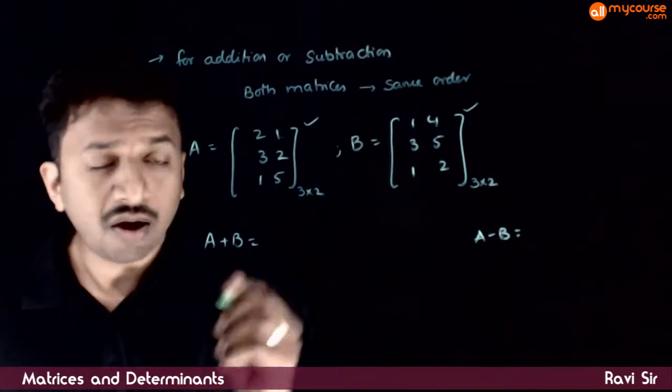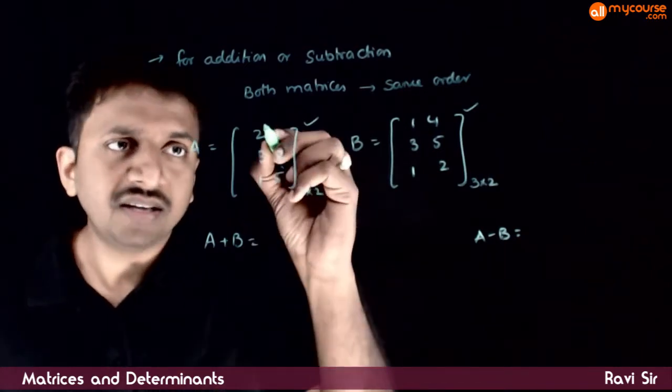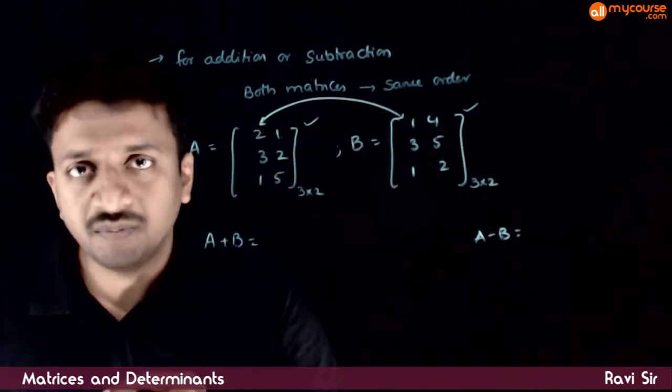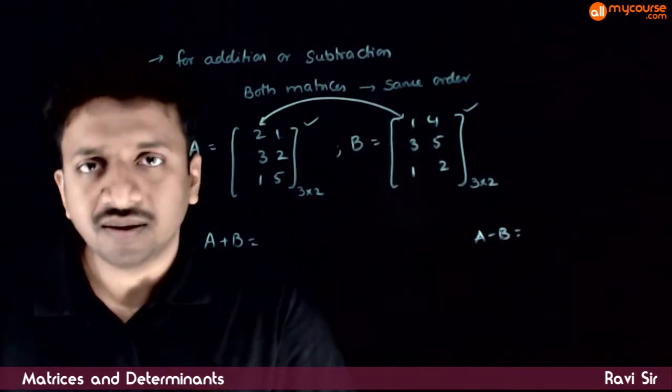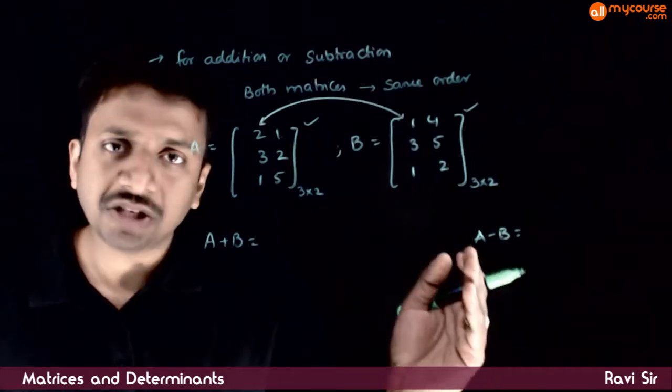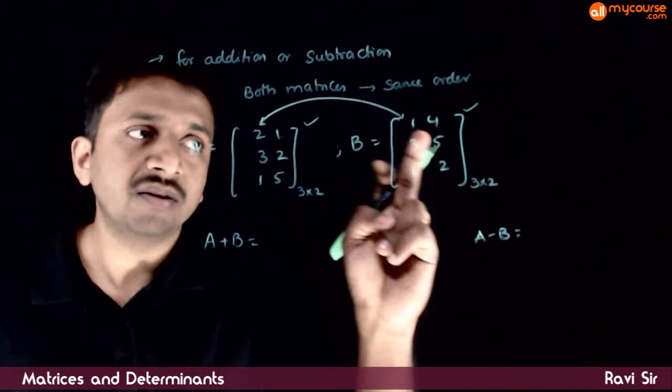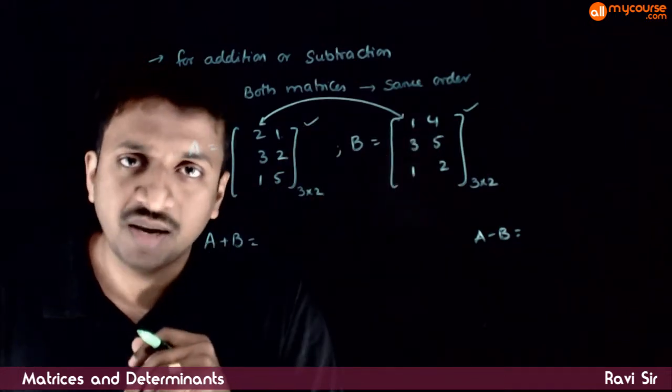And the definition of addition is that you have to add the corresponding elements to the corresponding elements in the two matrices. And subtraction also has the same logic. You have to subtract the corresponding element in A and the corresponding element in B.